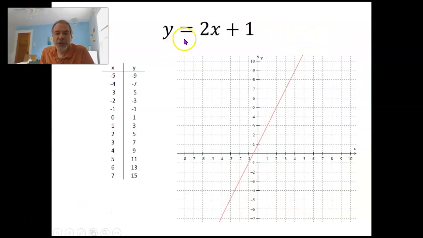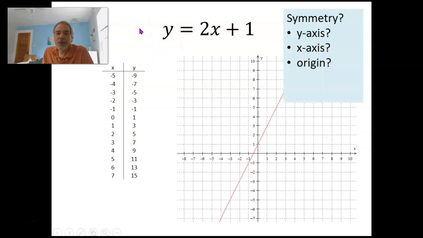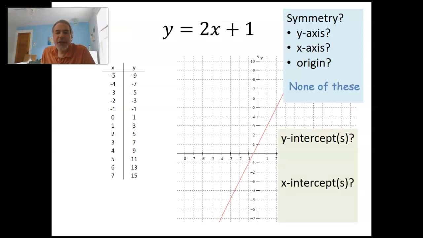Let's look at another equation. This one has y equal to 2x + 1. So every point on this line, whatever the x-coordinate is, if you take 2 times that number plus 1, that'll give you the y-coordinate that goes with it. Does it have any of those 3 kinds of symmetry? Nope. What about intercepts? Can you see the y-intercept? That's right here at (0, 1). The point where y is 1 is the point where this line crosses the y-axis.